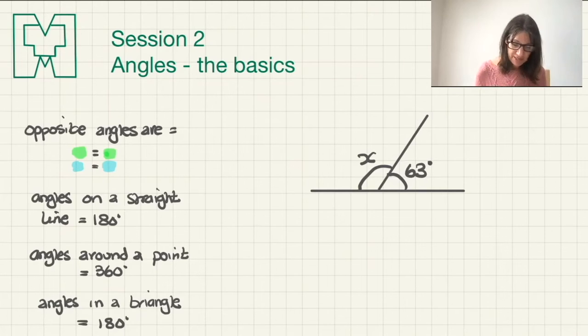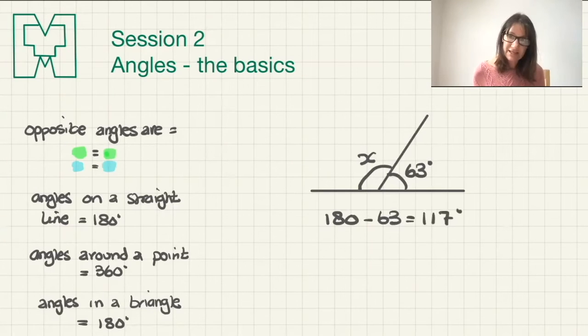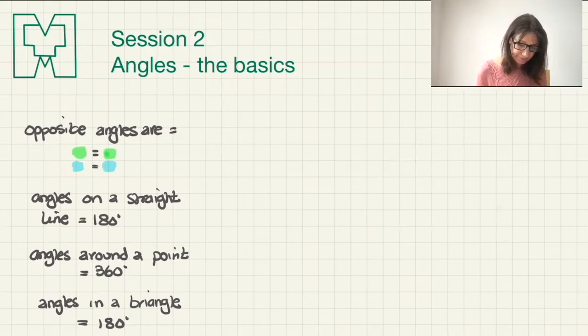Okay, so what you should have done was remember that straight line is 180 degrees. So I'm going to take my 180, take off the 63. I'm going to do it in a calculator for now. All right. And then it's 117 degrees as the answer. If you got that right, fab, fab, fab. Okay, next one. We're going to do.